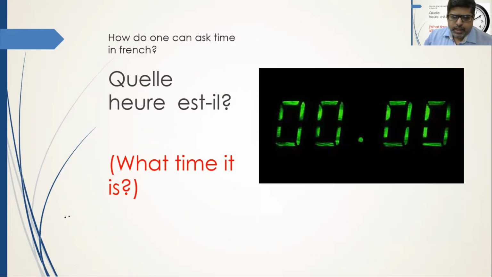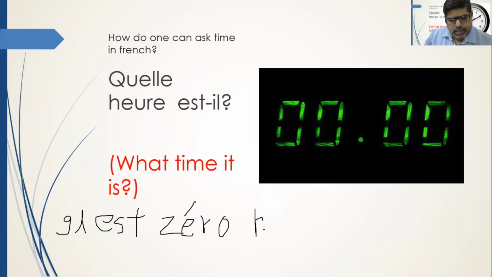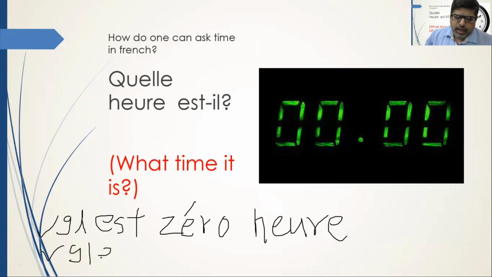Quelle heure est-il? Now we'll write again in this manner. Il est zéro heure, H-E-U-R-E, 0 hour. That's it. So it is 0 hours, that is midnight. Some or the other time it may also be called il est minuit, M-I-N-U-I-T, midnight.